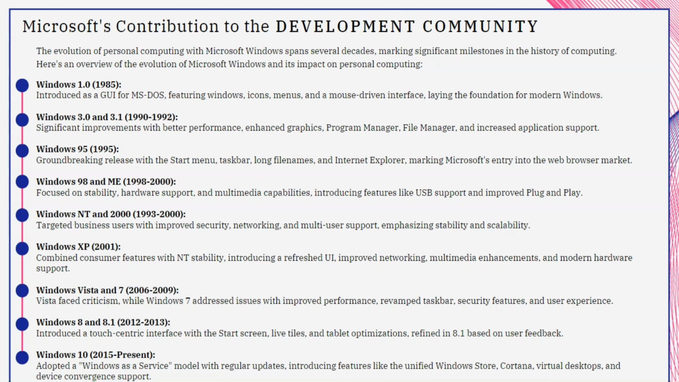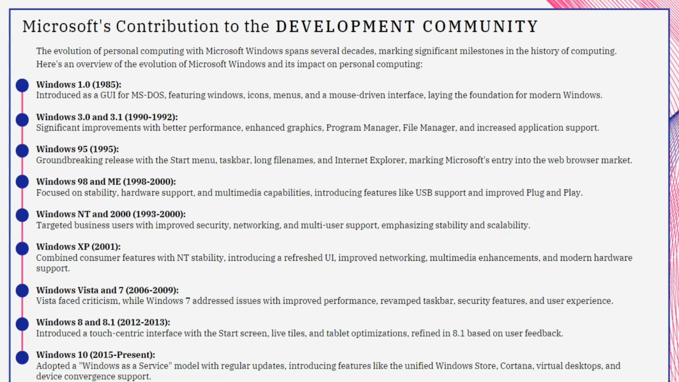So we had Windows Vista and Windows 7 coming to be between 2006 to 2009. Vista faced some criticism while Windows 7 stayed. Windows 7 addressed issues with improved performance, a revamped taskbar, security features, and user experience.